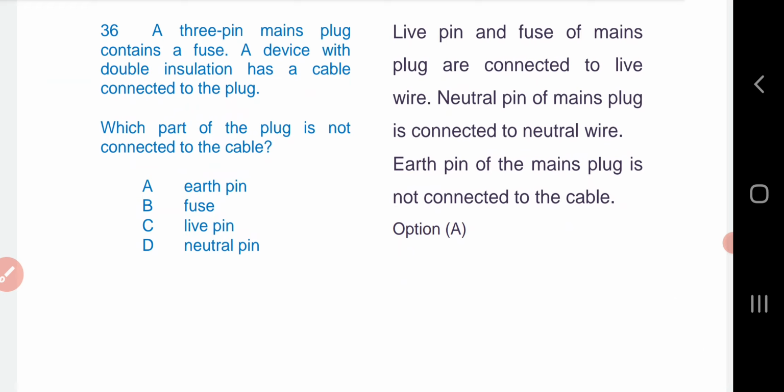Question number 36. A 3-pin mains plug contains a fuse. A device with double insulation has a cable connected to the plug. Which part of the plug is not connected to the cable?